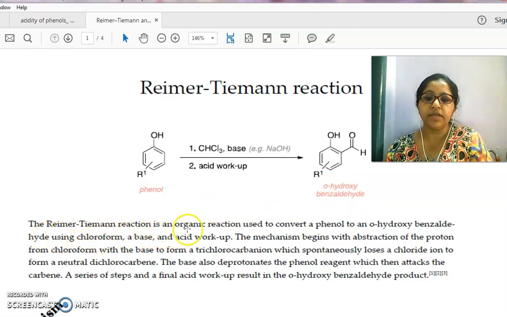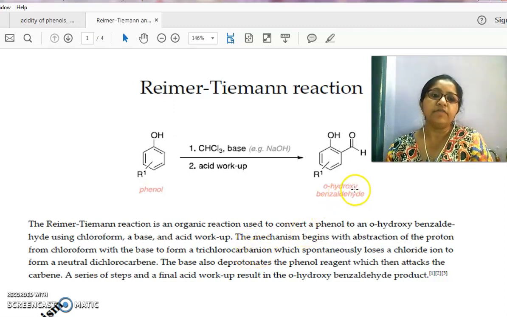So what is Reimer-Tiemann reaction? Reimer-Tiemann reaction is an organic reaction used to convert a phenol to an ortho hydroxybenzaldehyde using chloroform and a base. What is the base? Base can be sodium hydroxide, and acid workup. So what is an acid workup? It means an acid takes and proceeds the further steps to the final product.